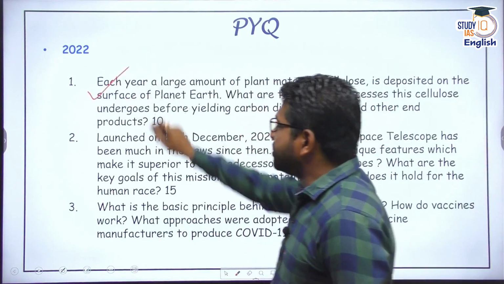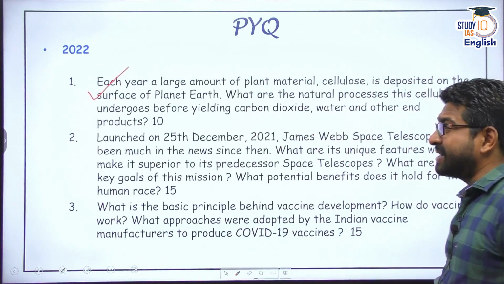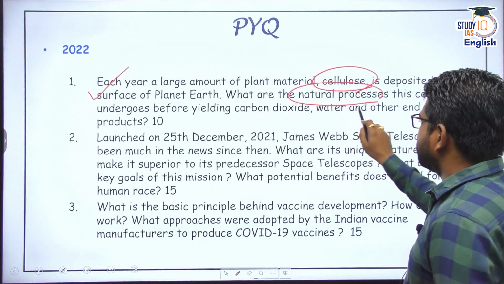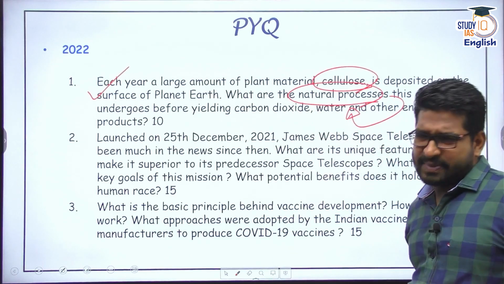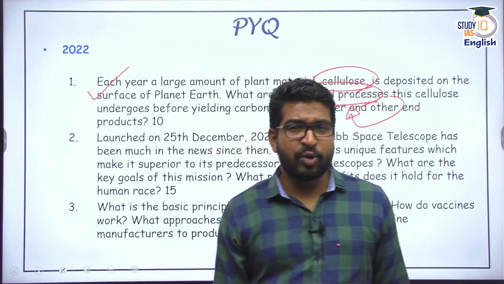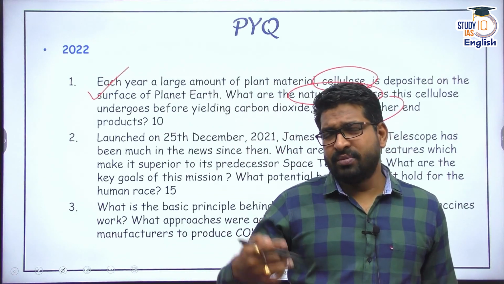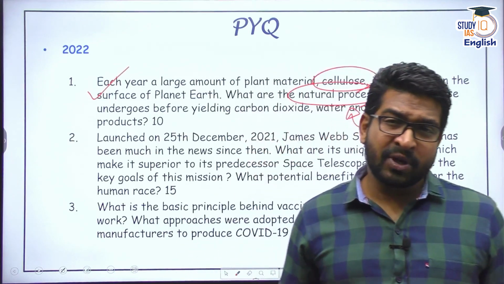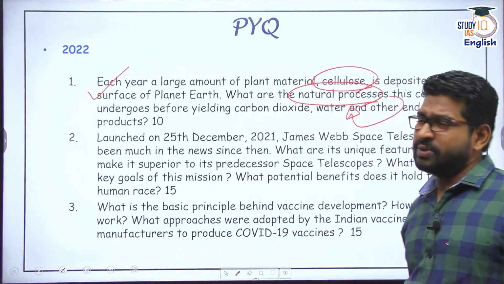I think using basic biology knowledge, you can answer. It talks about cellulose material and the natural processes through which it decomposes before yielding carbon dioxide, water, and basic products. What processes does it go through? You can talk about microorganisms. You can discuss fermentation, aerobic respiration, anaerobic respiration. So many things. Again, a very generic question.